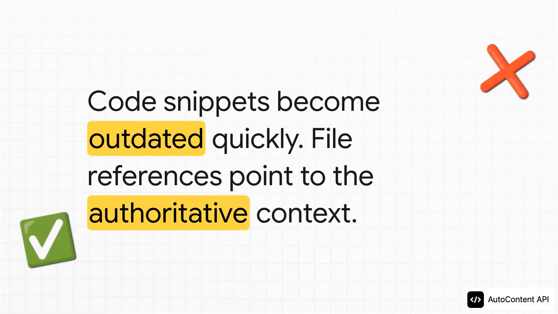This is why you should always prefer pointers over copies. Think about it. Any code you paste into that context file is a snapshot in time. The second the real code changes, your copy is outdated. A file reference, though, that's always pointing to the latest version, the single source of truth. It ensures your AI is never working with old info.